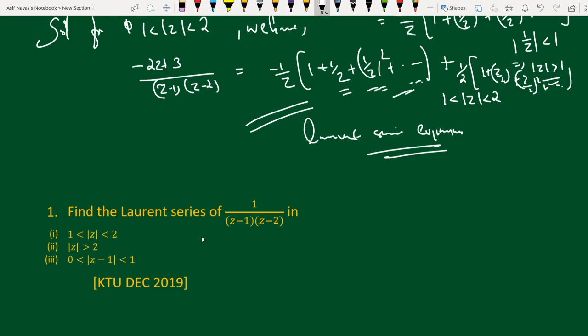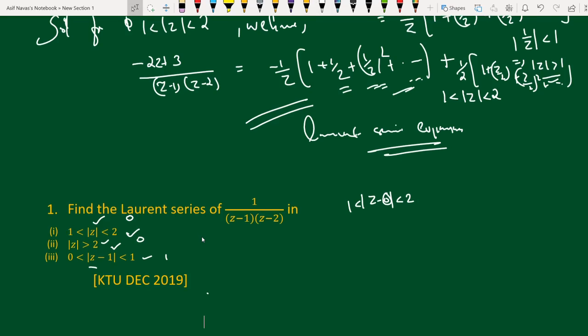So here there are three regions. One is 1 less than mod z less than 2, then mod z greater than 2, and then 0 less than mod z minus 1 less than 1. In the first two cases our center is 0, and in the last case the center is 1.